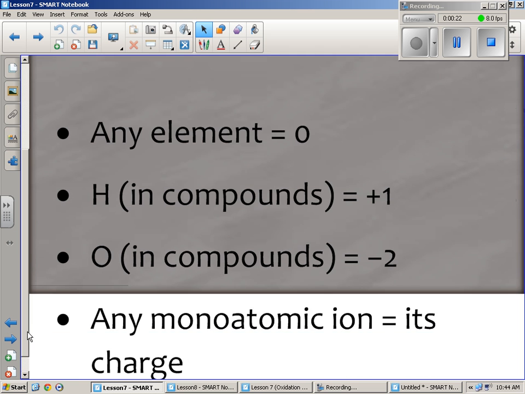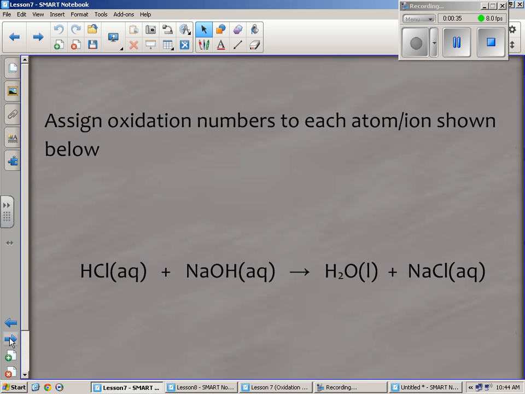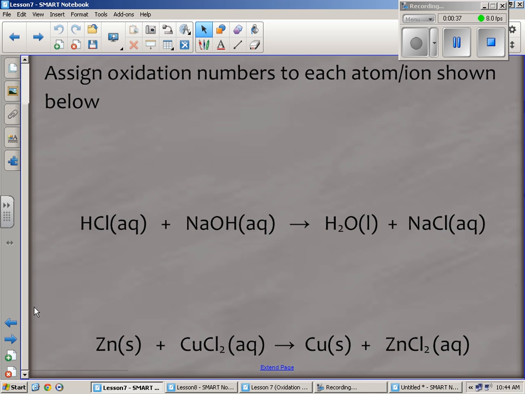Remember, the elements have zero oxidation numbers. H's are always 1 plus, oxygens are 2 minus, and any charge, for example the sodium ion, Na plus, is a 1 plus. We did this yesterday, and if you haven't done this yet, maybe go back and look at the YouTube video and check that out.